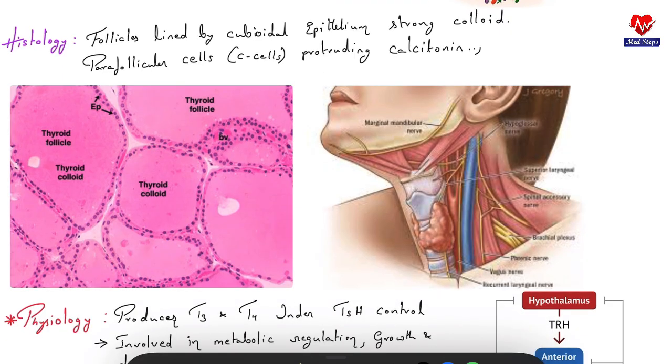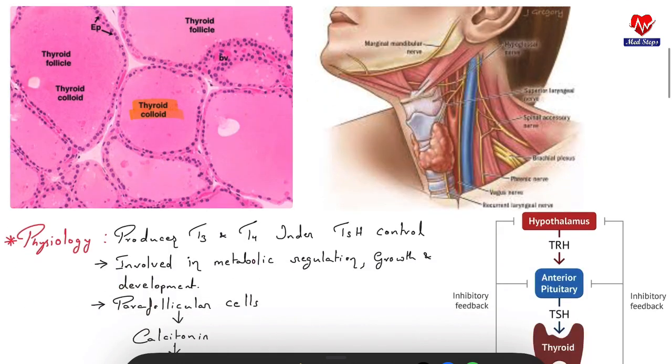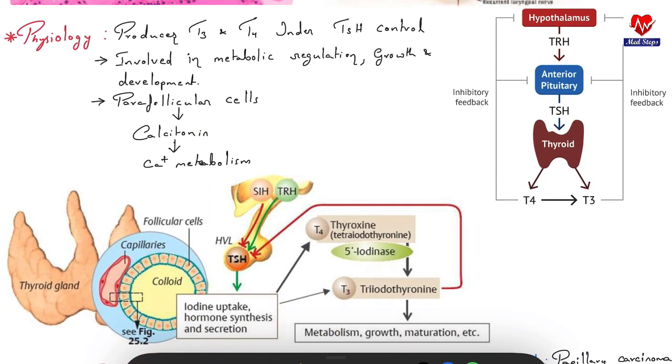Next we can see histology. This is the histology image. You can see the follicles lined by cuboidal epithelium and storing colloid, and we can see parafollicular cells, the C cells, producing calcitonin. In physiology we already discussed that it produces T3 and T4 under thyroid stimulating hormone control, involved in metabolic regulation and growth and development, and the parafollicular cells release calcitonin. So which cells release calcitonin? That is the parafollicular cells, for calcium metabolism.